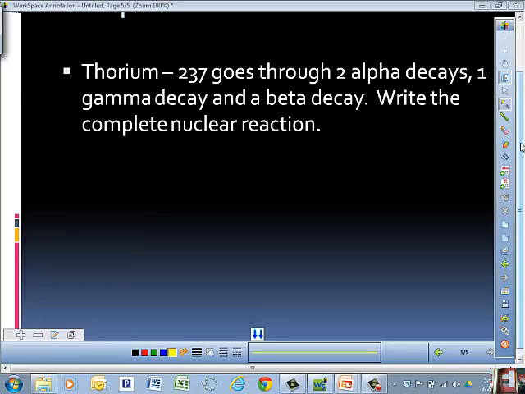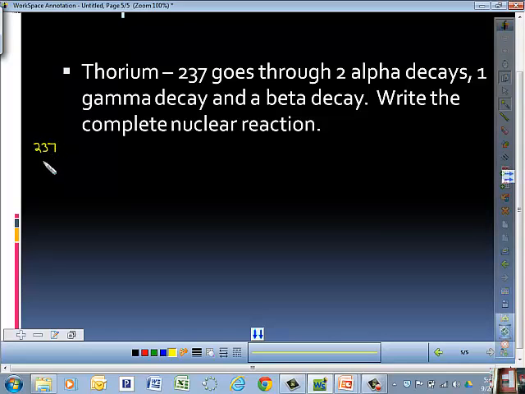Anytime you're going to be writing nuclear reactions, the first thing you need to do is write it in isotopic notation. So we're going to have thorium-237. When you look up on the periodic table, the atomic number for thorium is going to be 90. Here's the thing. It tells you it goes through 2 alpha decays. But if we're going to write the complete nuclear reaction, we have to write it step by step. I told you that 1 alpha decay was going to be 4,2 He.